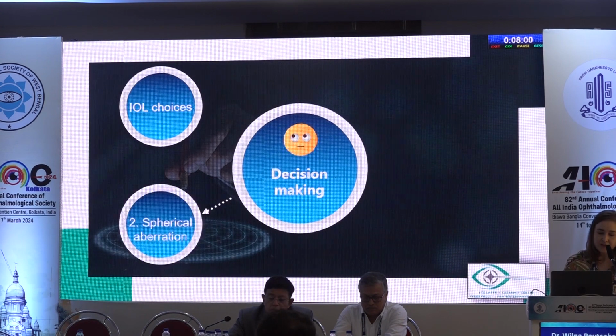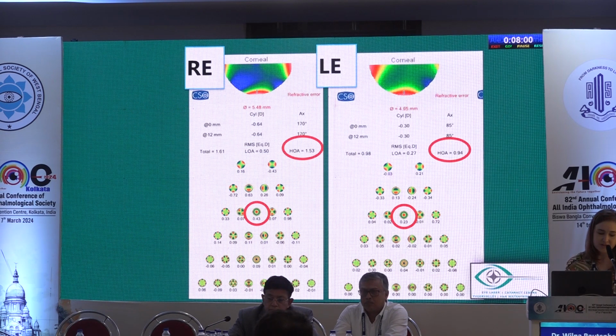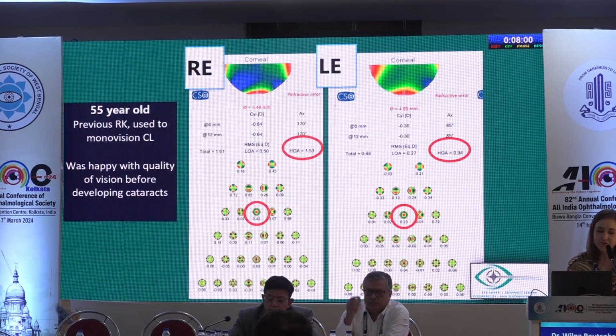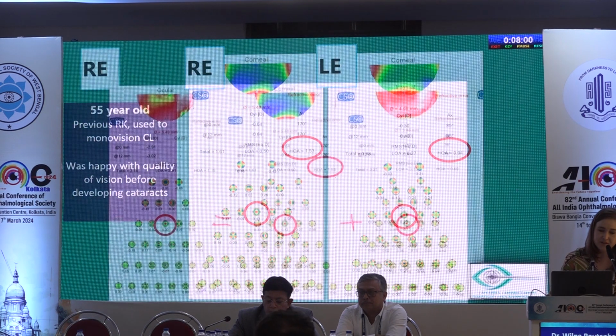So now we're going to look at spherical aberration and specifically how it helps us with intraocular lens choices. This patient was a 55-year-old female. She had previous radial keratotomies, and she was used to monovision contact lenses using the non-dominant eye, the left eye, for near vision. She was happy with the quality of vision that she had before developing cataract. Note a high amount of higher order aberrations on the right eye, especially that was a dominant eye, and also a high amount of spherical aberration in this eye.